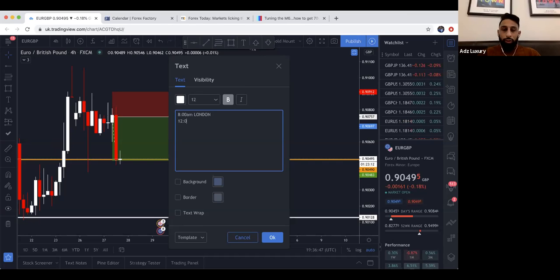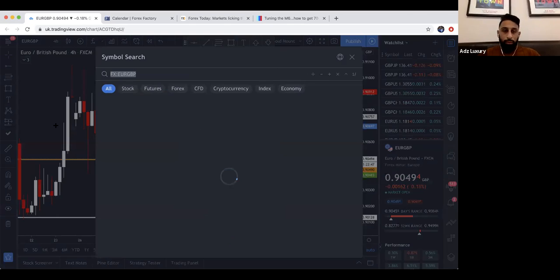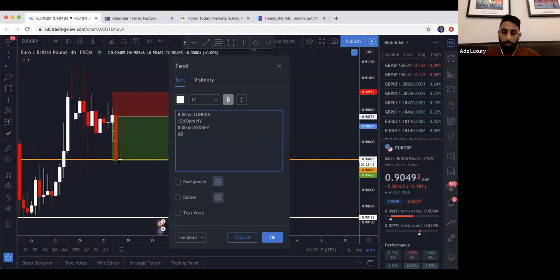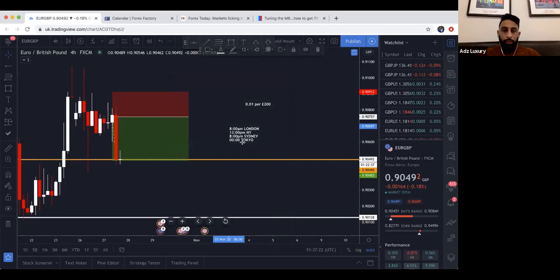Next is 12 p.m. This is New York, so all the Wall Street traders jump in at around that time. The next one you need to keep an eye on is 8 p.m., and that is Sydney. And the next one is midnight, and that is Tokyo. So all of these times are where major volatility comes into the markets.